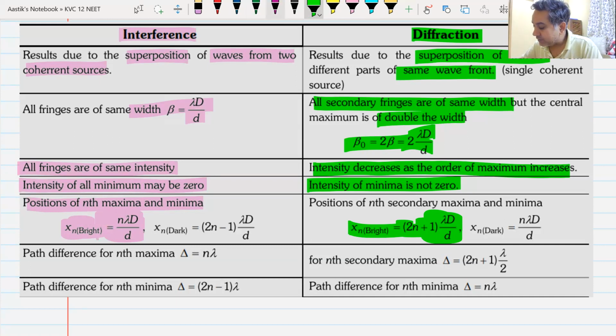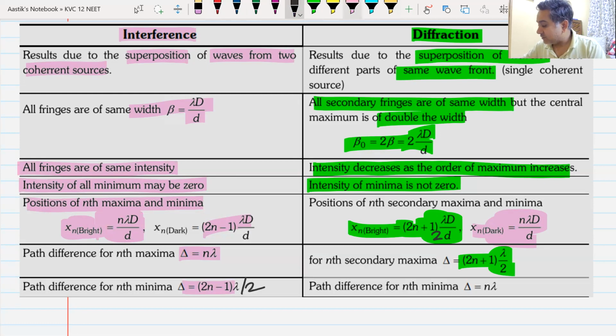I will add 2 here, by 2d. The position of the dark fringes has now been taken up by the bright fringes and so on. Do we understand this? Path difference for maxima is n lambda. Here the path difference is (2n plus 1) lambda by 2. Minima was (2n minus 1) lambda by 2. Again, they have missed the 2.